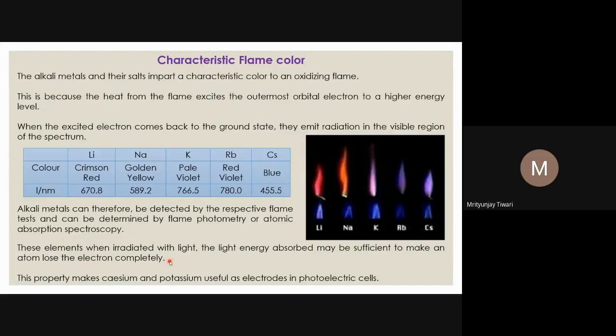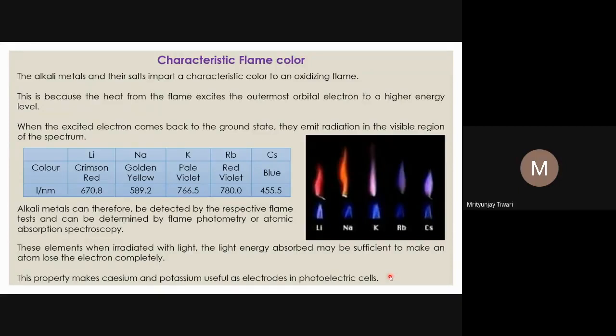So if they are irradiated with light, sometimes the frequency of certain light or radiation would be quite enough to kick out one electron from the metal, and that is what we call the photoelectric effect, because you remove an electron using a photon or light. So this property makes cesium and potassium useful as electrodes in photoelectric cells. Using this photoelectric effect phenomenon, we make photoelectric cells.